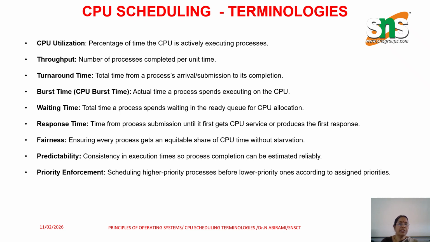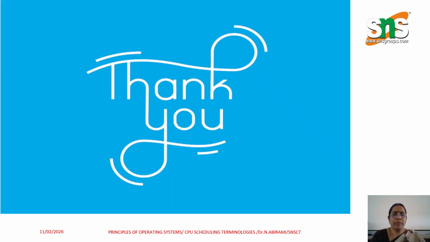Priority enforcement. Respecting the priority levels assigned to processes, and the goal is to ensure that the higher priority processes get the CPU to execute themselves first. Many systems assign priorities based on the importance of the process waiting in the ready queue. Scheduling algorithms must enforce these priorities without causing starvation for low priority tasks.